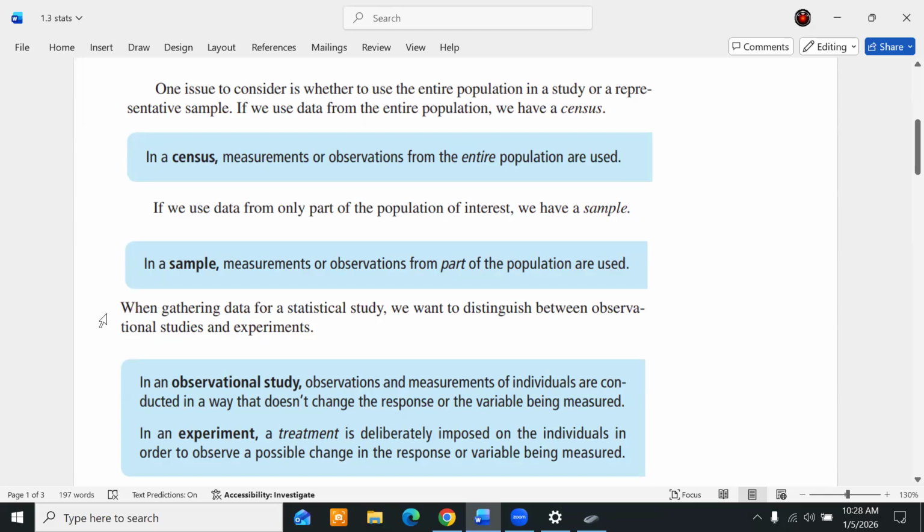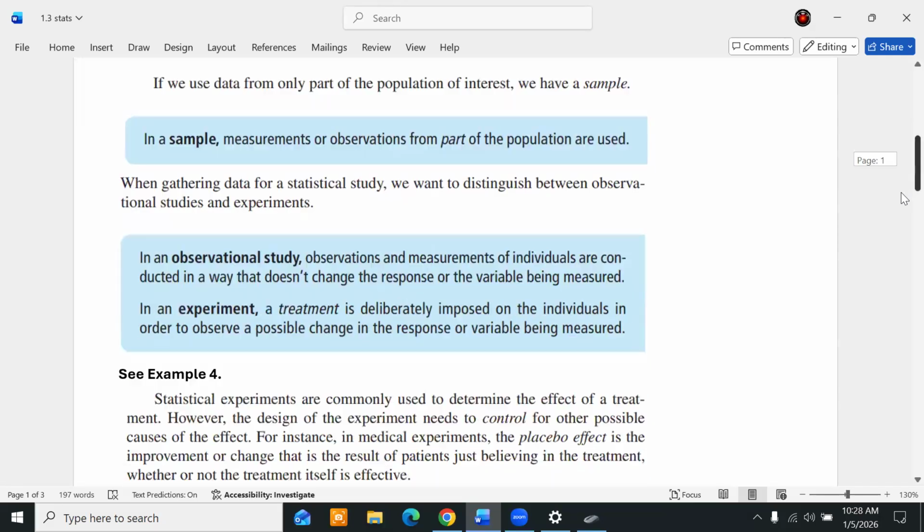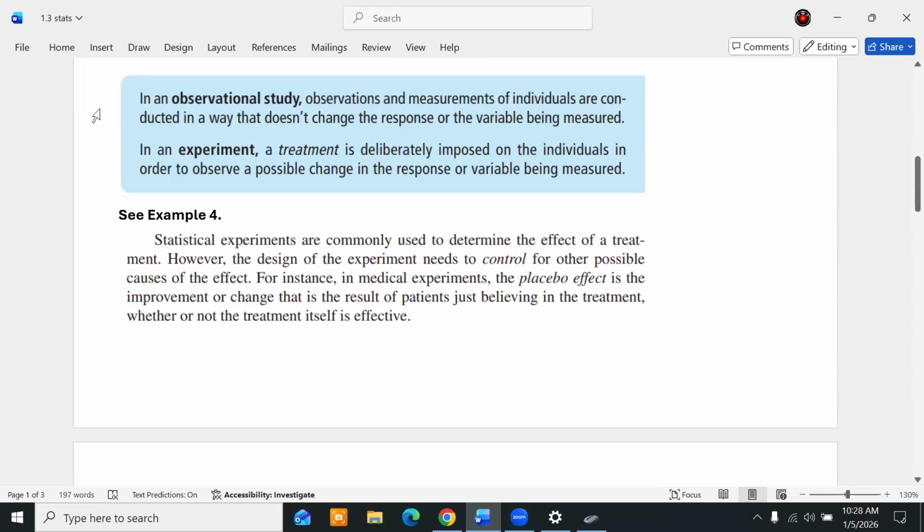When gathering data for a statistical study, we want to distinguish between observational studies and experiments. In an observational study, observations and measurements of individuals are conducted in a way that doesn't change the response or the variable being measured. In an experiment, you have what's called a treatment. A treatment is deliberately imposed on the individuals in order to observe a possible change in the response or variable being measured. For example, some kind of medical treatments, for example, medications. Take a look at example 4 in this section.